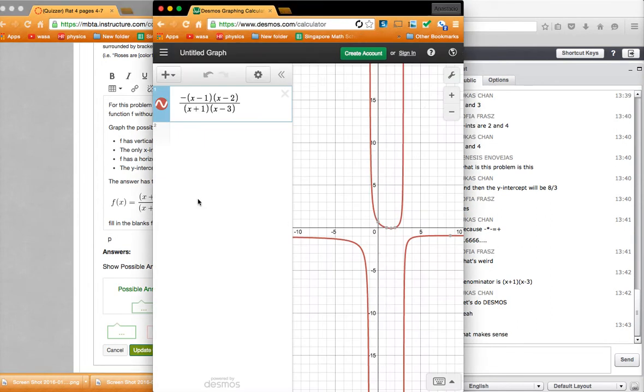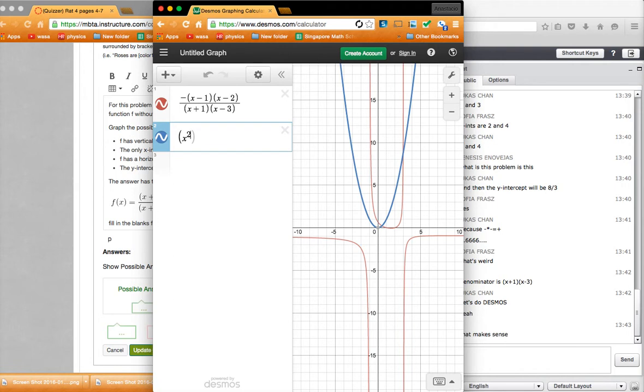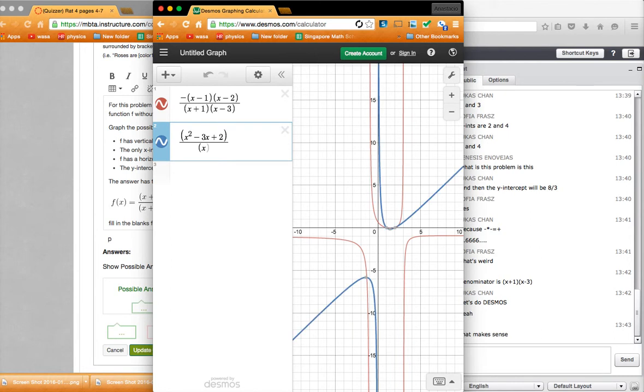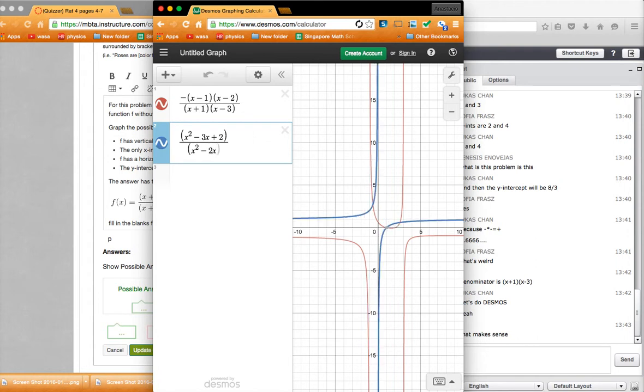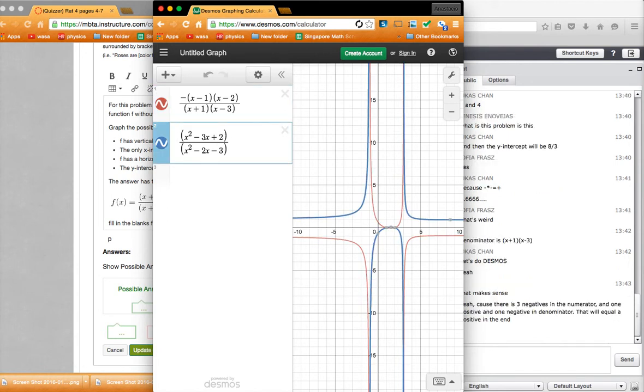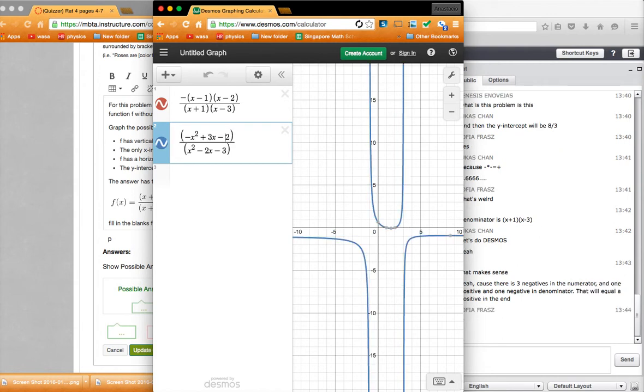Okay. So, really, if I were to FOIL the top out and FOIL the bottom out, let me just double check to see what I get. I think it's something like x squared minus 3x plus 2 divided by x squared minus 2x minus 3. Oh, I forgot to put in my negative. Negative here, a positive here, and a negative here. Good.